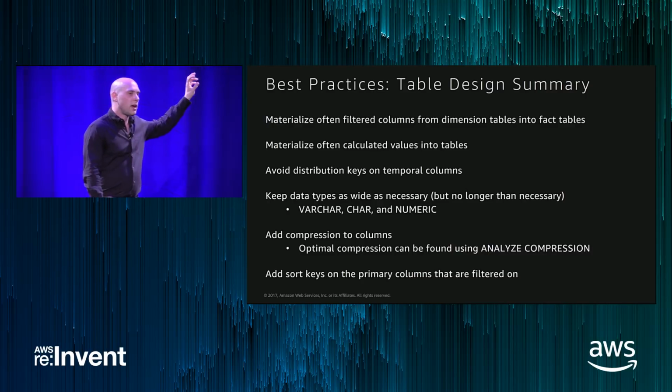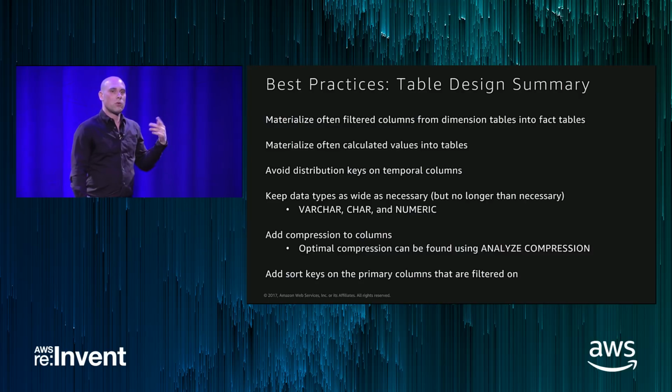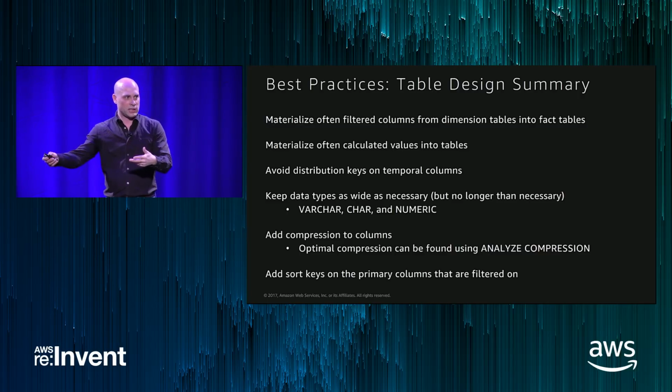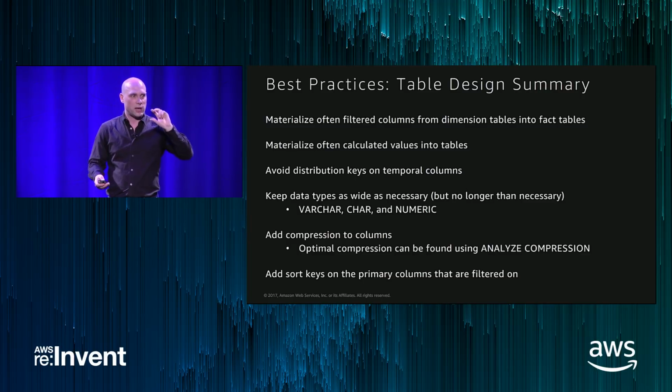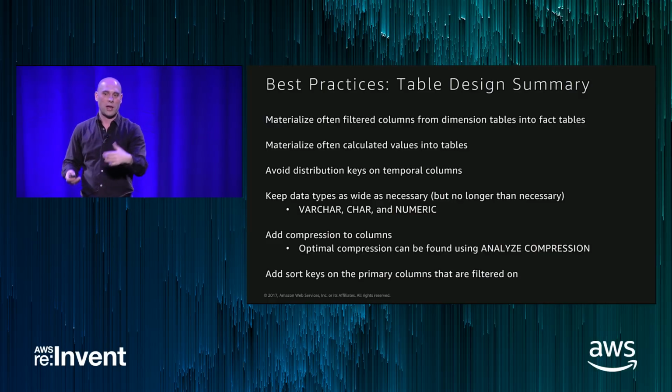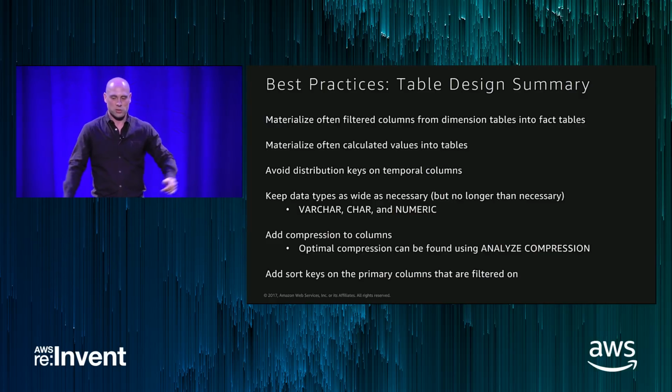The next is calculated values. These are ones where maybe you have a where clause and you're wrapping a column in a function, you're extracting a value out, and then that's part of your where clause. If you can, instead take that value and extract it out and write it out into a column and actually query off that, and then the zone maps can actually be used.